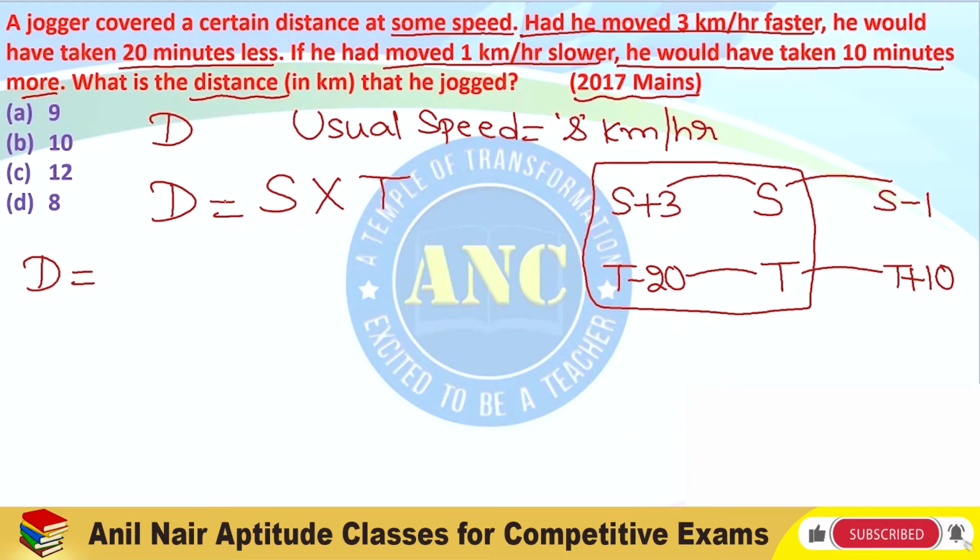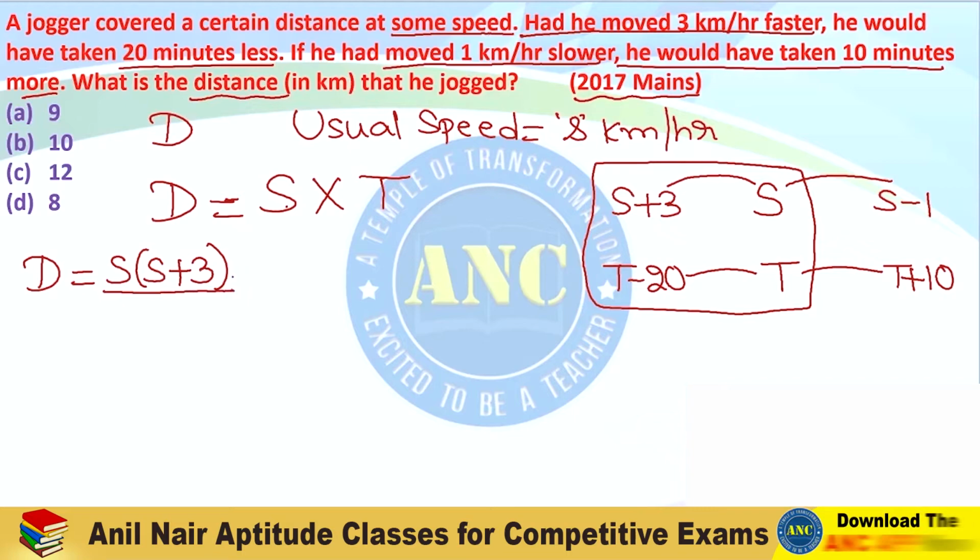That means distance is equal to speed into time. Now, there are two speeds in the first two cases. One is S, another one is S plus 3. Just multiply them. Do not even bother, just multiply them. And when you multiply the speeds, divide by the difference between the speeds. S and S plus 3, what is the difference in speed? It is 3. Divide by that.